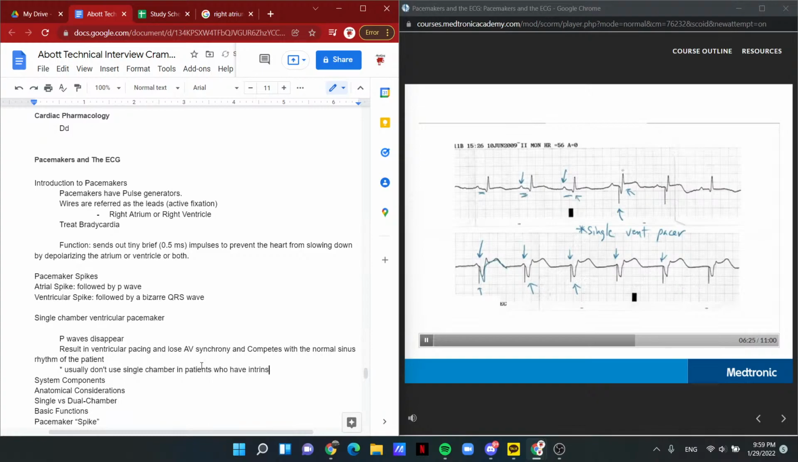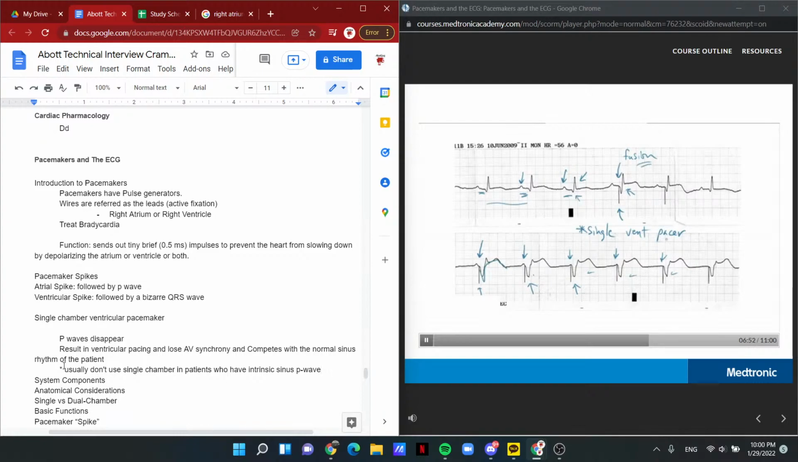Just so that you know, this is a fusion beat because the QRS complex is partly due to normal conduction down the His-Purkinje system, but partly due to the pacemaker spike capturing part of the ventricle. And then this beat is fully paced because it looks exactly the same as all of these beats where there's no P wave to be seen. So these are fully paced, these are conducted, and this would be a fusion beat.